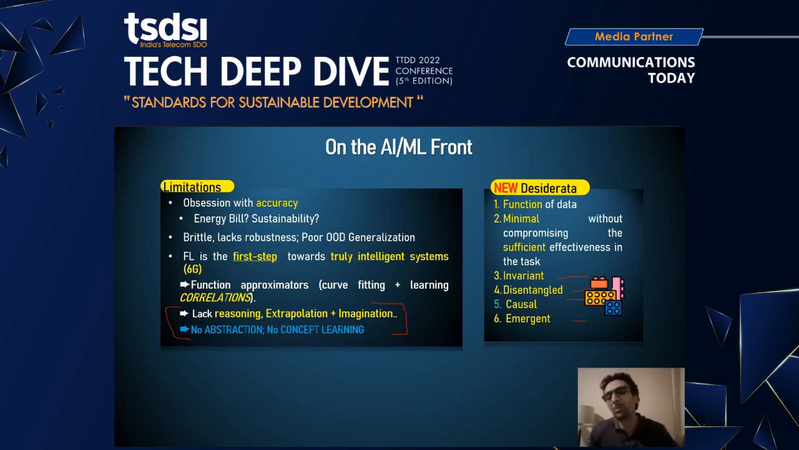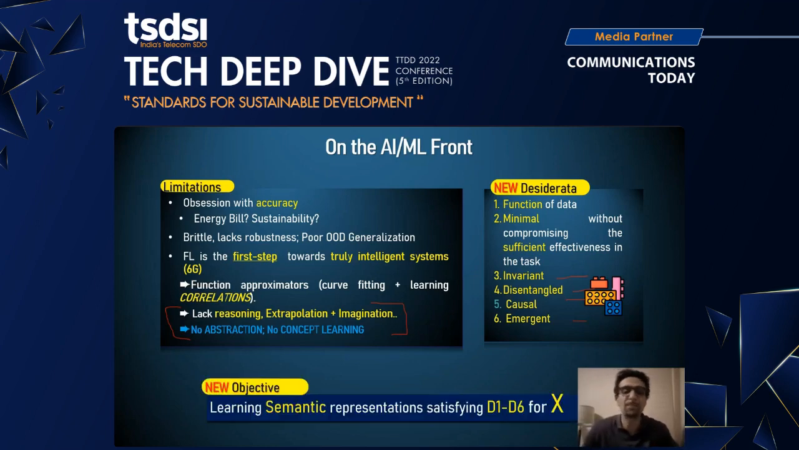In fact, what we're trying to do is a kind of Lego learning, meaning decomposing these concepts in terms of a repertoire of sub-concepts, and then combining these sub-concepts together so as to solve a given task. We haven't, again, seen this yet. And then, of course, what we need to do as an objective is to learn semantic representations satisfying the 6 desiderata for X.